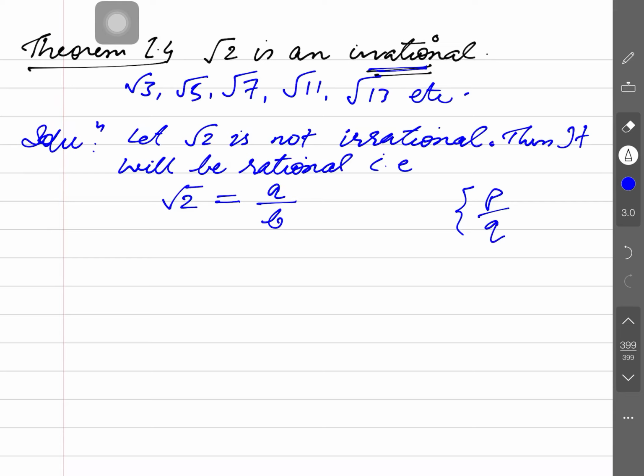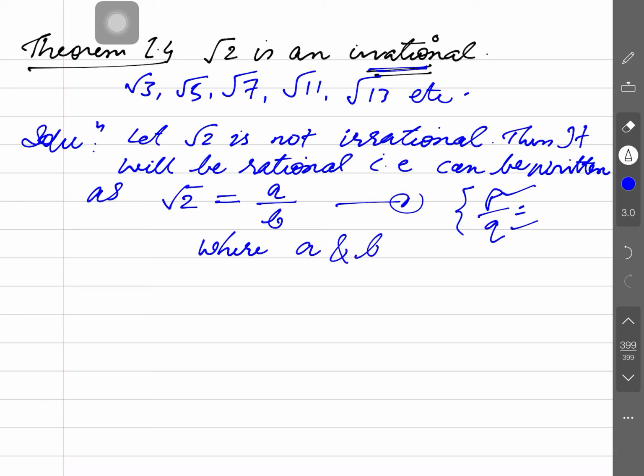If a number is not irrational, then it will be rational, and if it is rational, then it can be written as p by q, where a and b are co-prime.